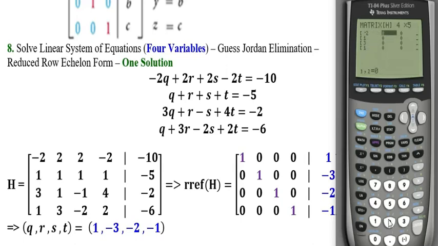For R it is 2, 1, 1, 3. For S it is 2, 1, minus 1, minus 2. For T, minus 2, 1, 4, 2.